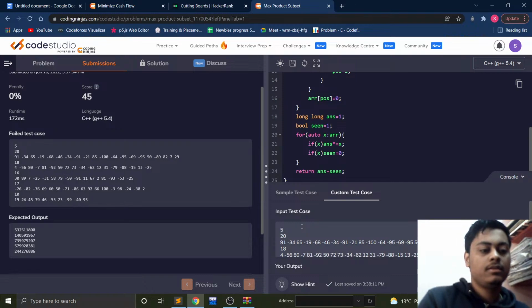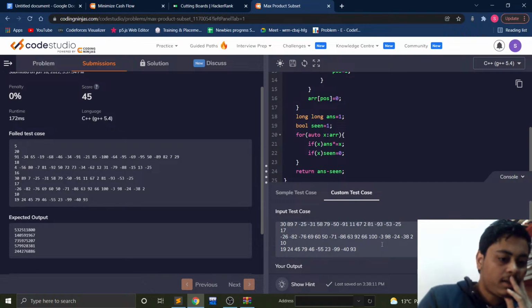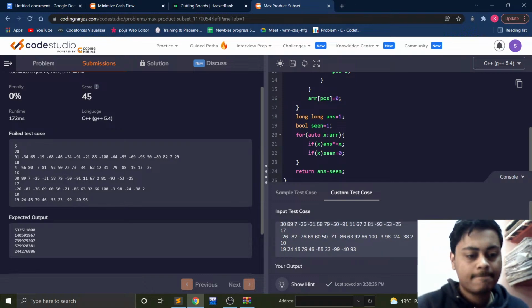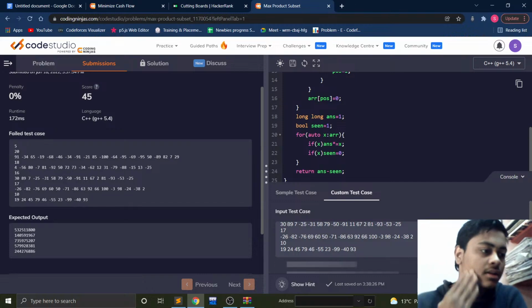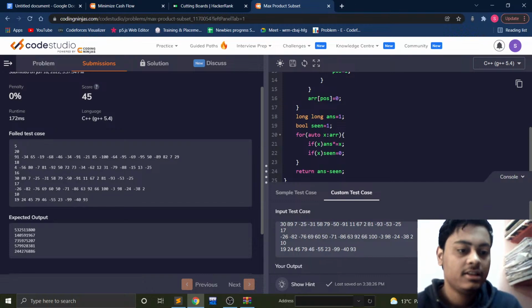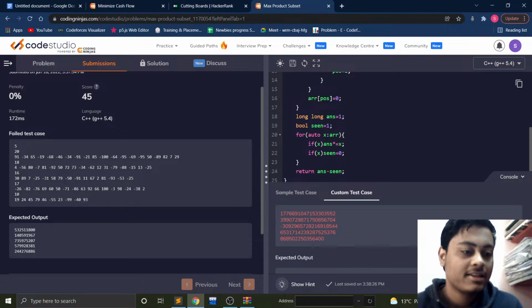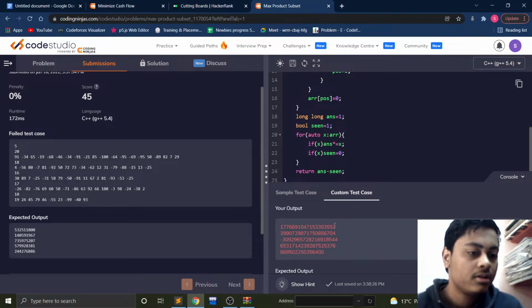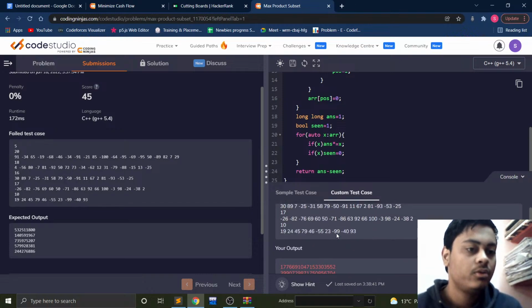I'm just being sure, like, I guess I have done some silly mistakes in the coding part. That's why I'm missing some cases, and that's why I'm going straight to the test cases. Your output is going beyond the limit.